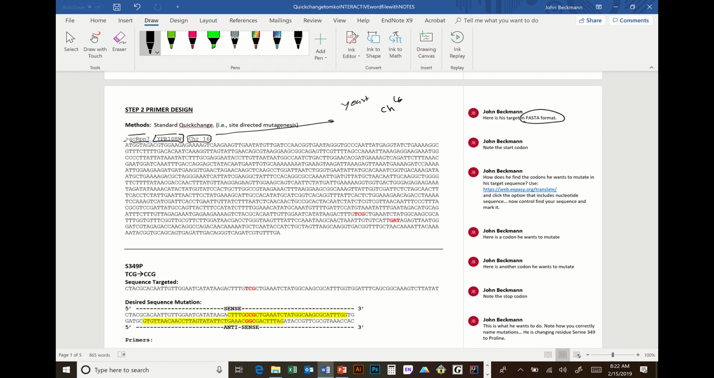So this is on chromosome 16. Okay, and he's got the sequence here. So what are the first things we always want to look for? Look, what's that? That's the start codon. What's this? Okay, exactly. So he's got methionine 1.